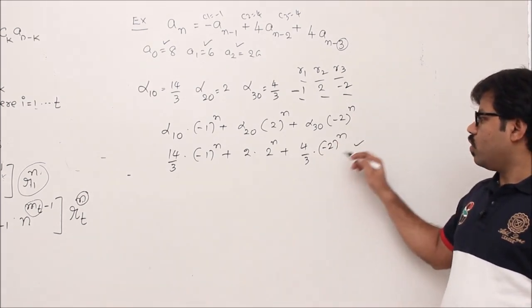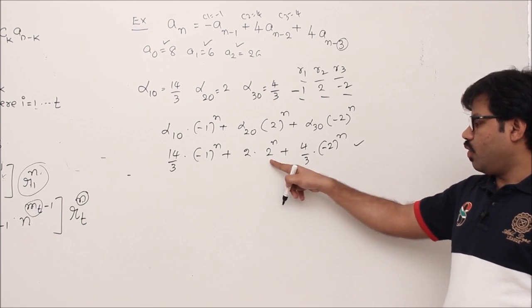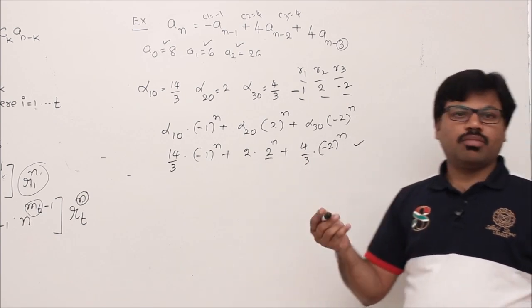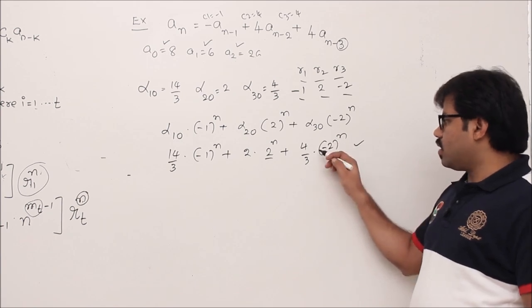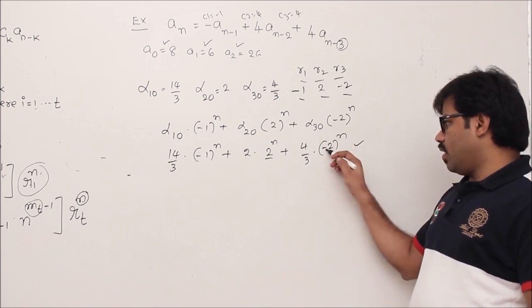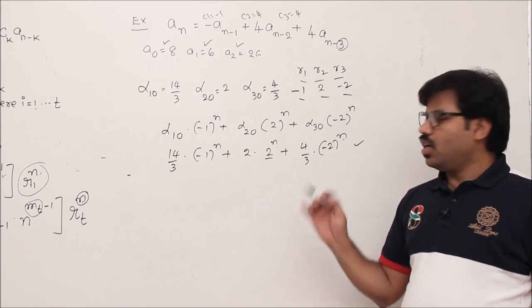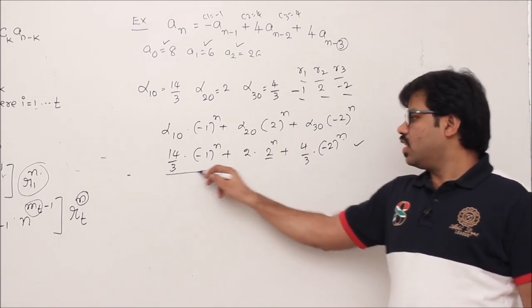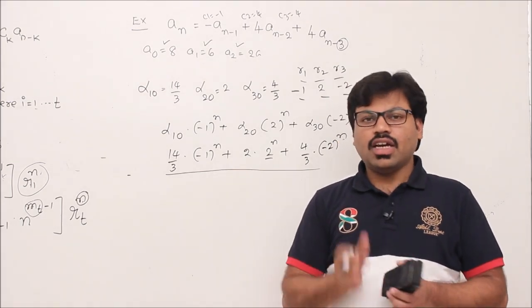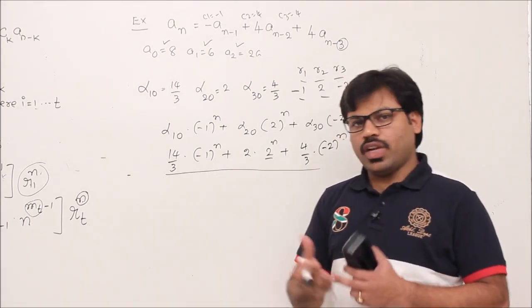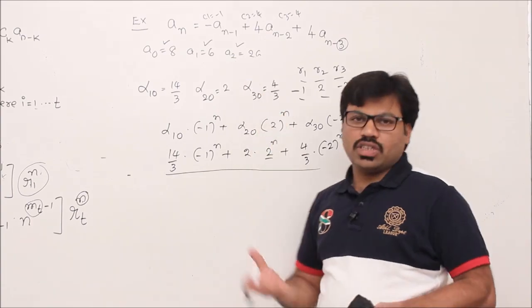Understand? Of course you can simplify it here if you want, 2 power n and minus 2 whole power n. But minus 2 whole power n depends on the parity of n. That's why it's better not to simplify, leave it as it is. So this is about the solution of a recurrence relation which is linear and homogeneous. We'll see one more example of a linear homogeneous equation.